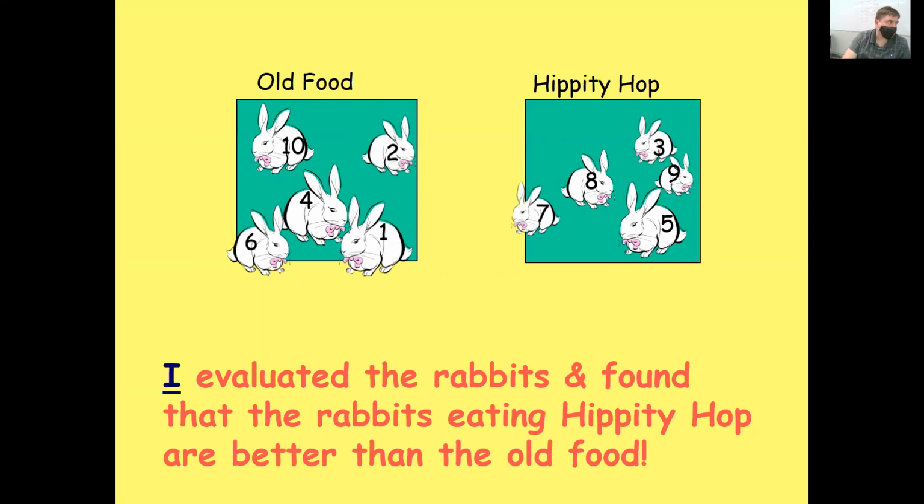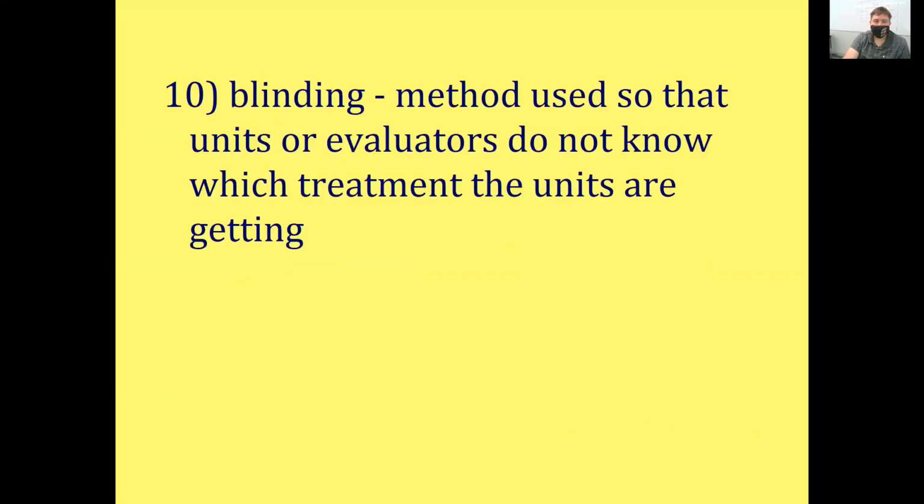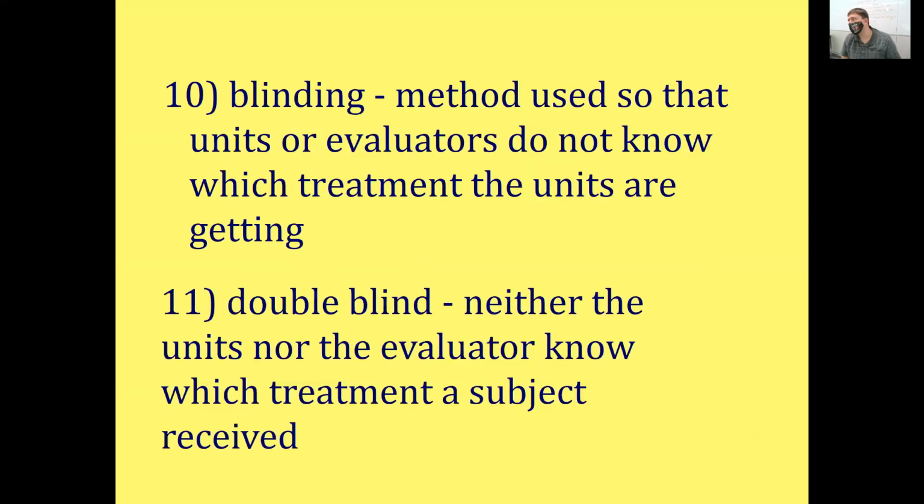Now, sometimes when dealing with humans, because humans are messy people, we need to do things like blinding and double blinding. So I'll write those down and I'll kind of explain what they are. All right, so with blinding, sometimes you don't want the researcher or the actual experimental units to know what their treatment is.